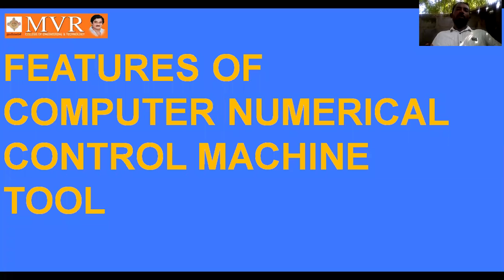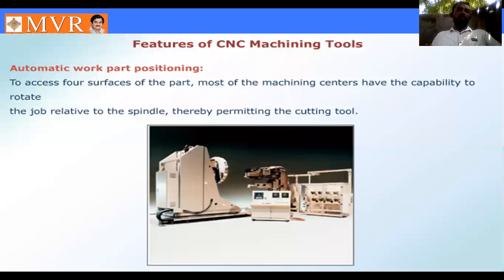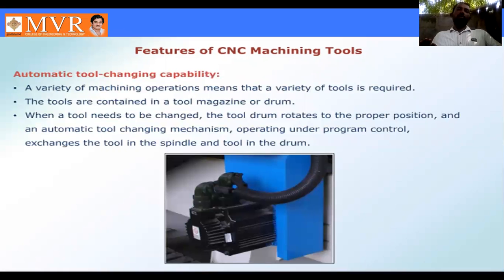Next are the features of computer numerical control machine tools. The first feature is automatic work path positioning: the machine automatically gives the work path positioning. The next one is automatic tool changing capability. The machine itself will change the tool automatically based on the requirement. We do not need to change it; the machine changes the tool by itself. This is automatic tool changing capability.